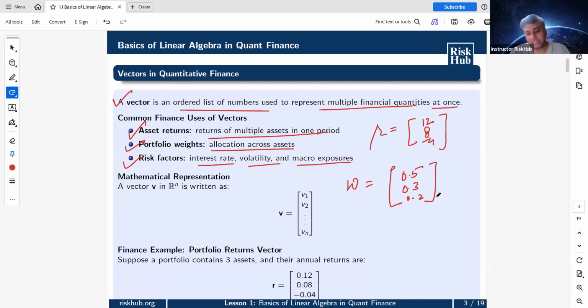The moment you write finance data as vectors, you can calculate portfolio return very cleanly. Because what is the portfolio return in that case? Your portfolio return becomes the weight vector w times your return vector R. That is the beauty of quant finance: complex portfolio logic becomes compact mathematics. So this is a finance example. These are the different returns which I have written above.